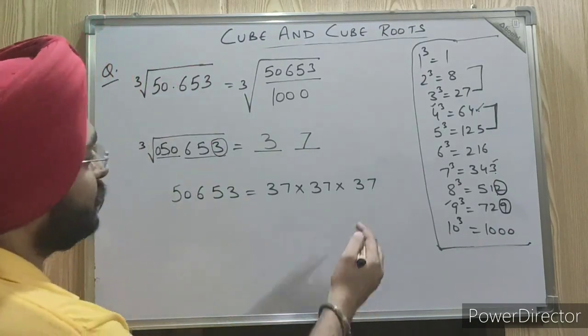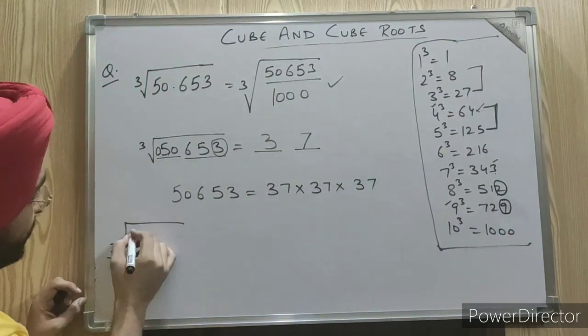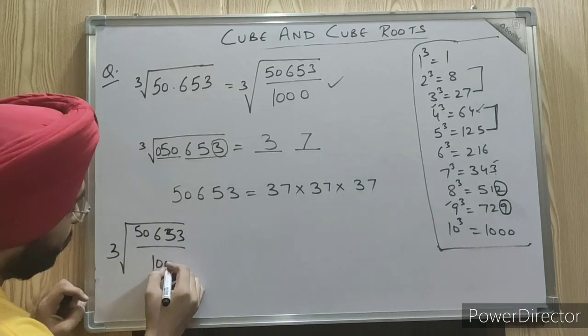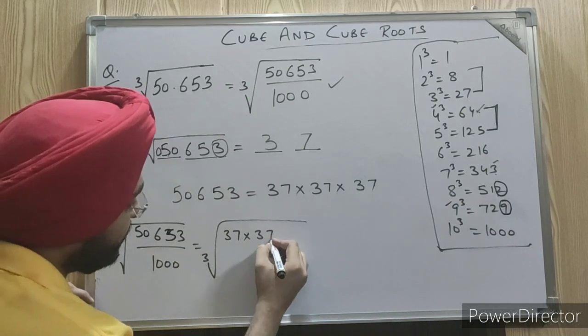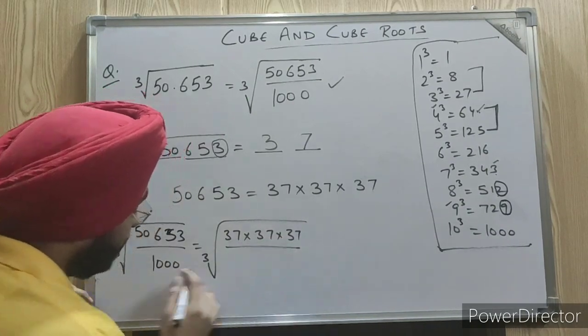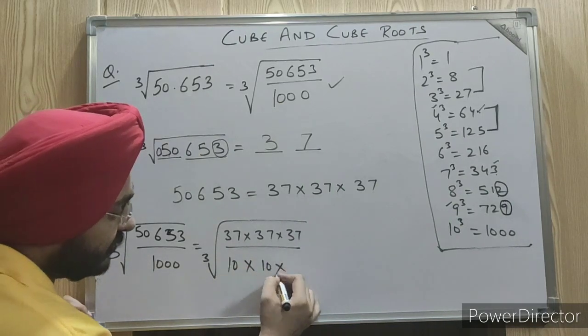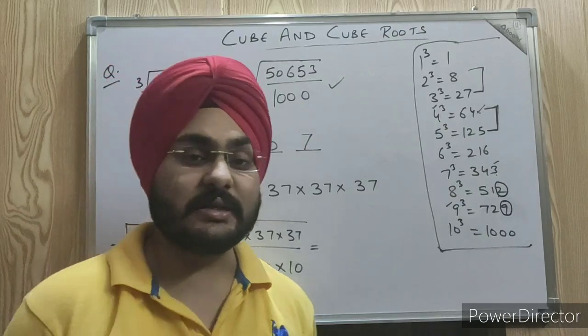Okay. Now coming back to the question here. So how to write this symbol? So 50653 divided by 1000. So I am writing this in this way: 37 into 37 into 37 divided by, how can I write 1000? Can I write in this way? 10 into 10 into 10. Yes or no? Okay.